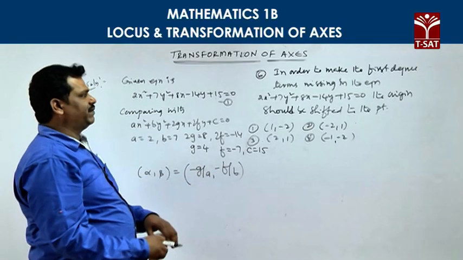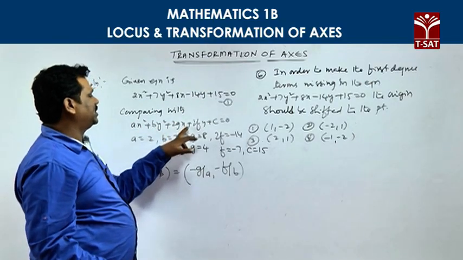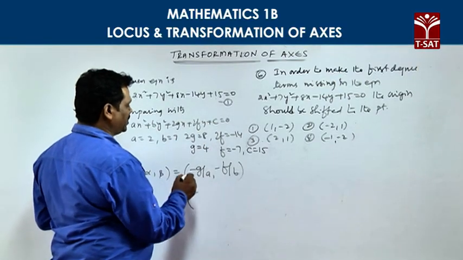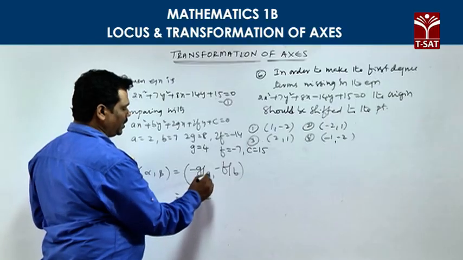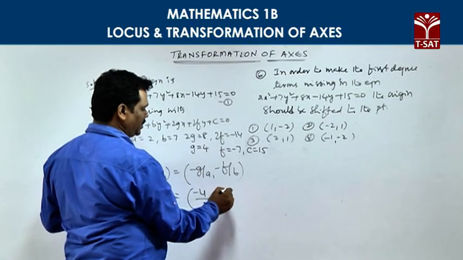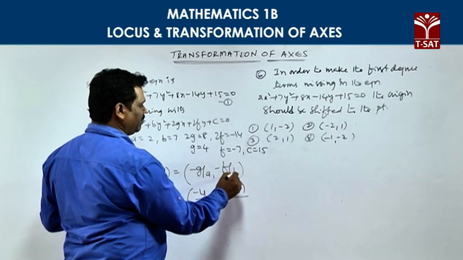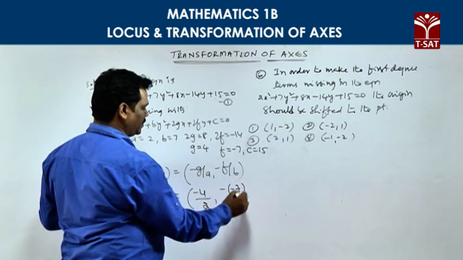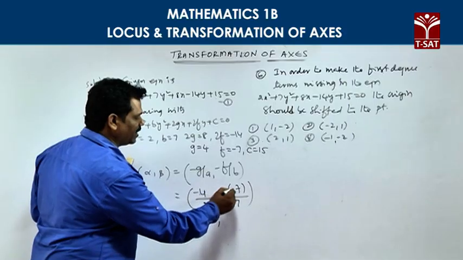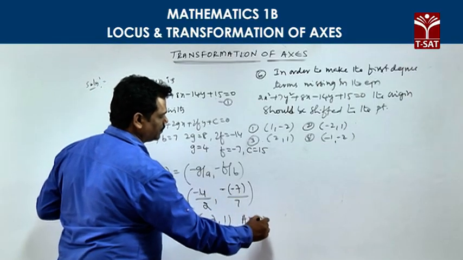To remove the first degree terms in this equation, ax square plus by square plus 2gx plus 2fy plus c equal to 0, the point is minus g by a, minus f by b. g is 4, a is 2, minus f is 7, means minus 7 by b, which is 7. So equal to minus 4 by 2, means minus 2, and minus and minus plus 7 by 7 is 1. So here the answer is minus 2, 1.